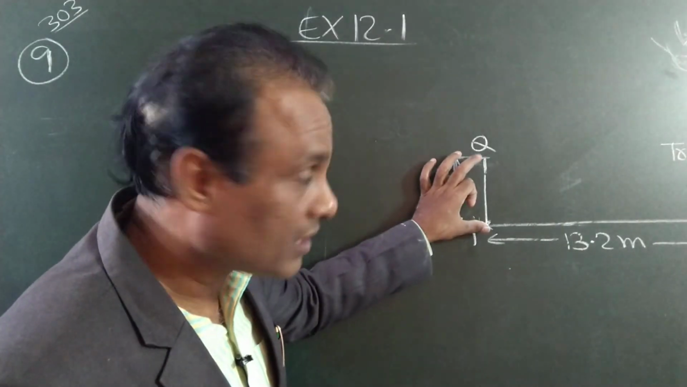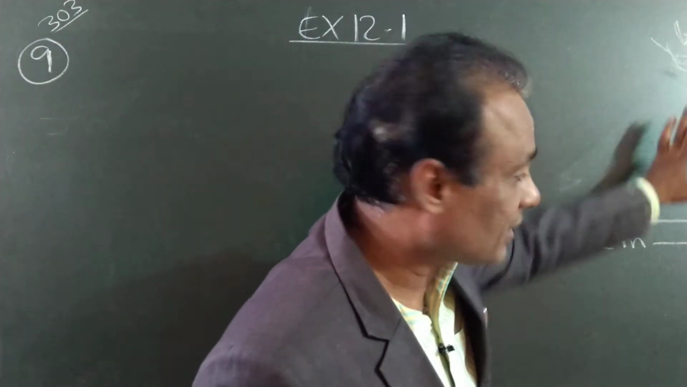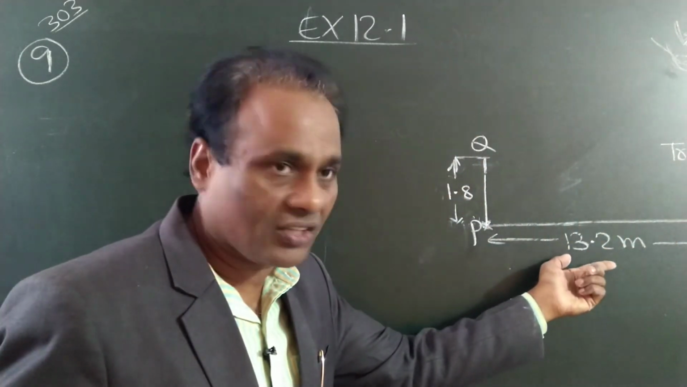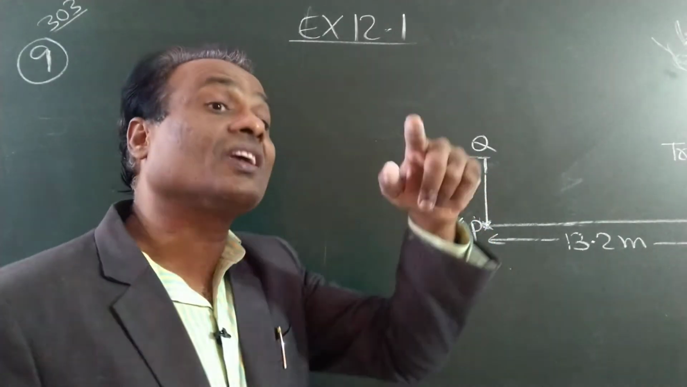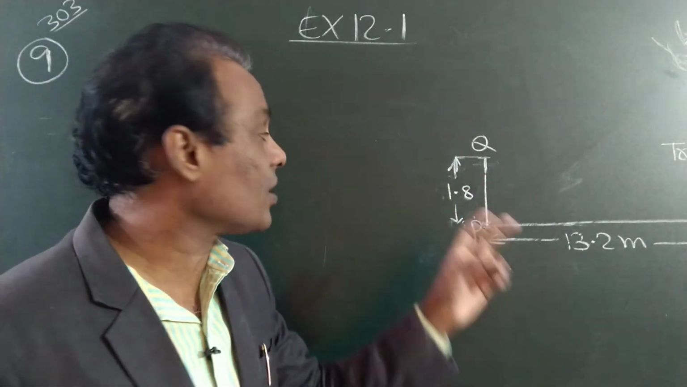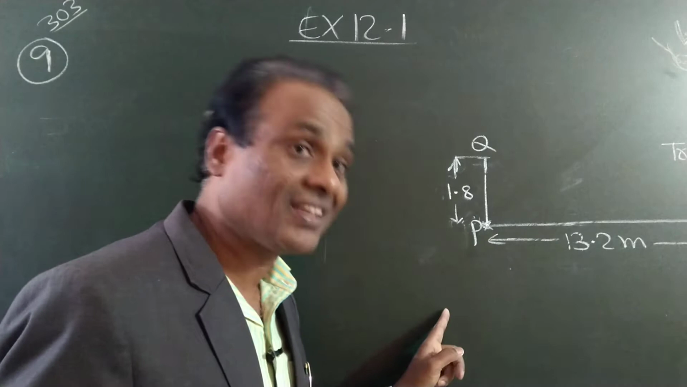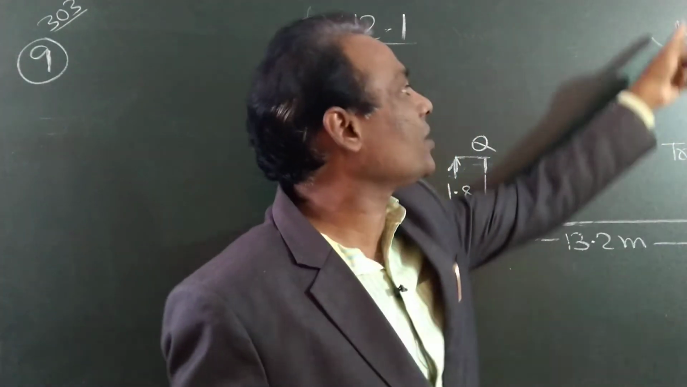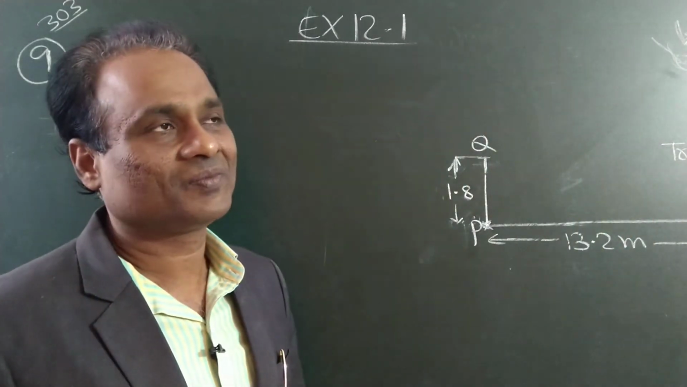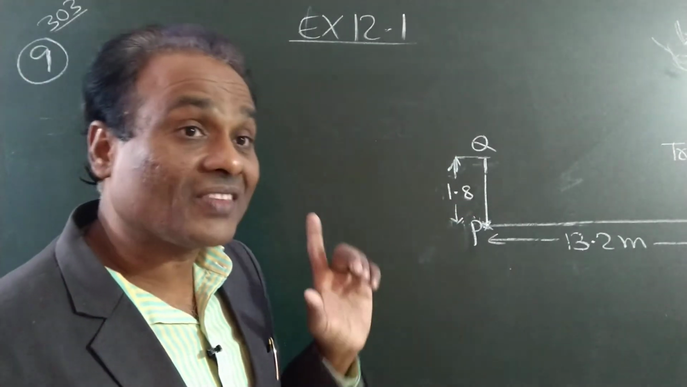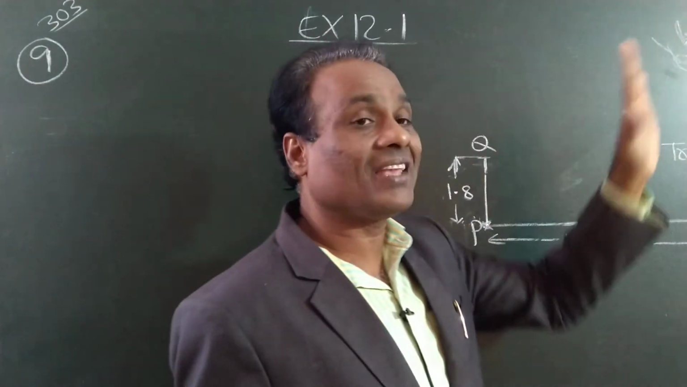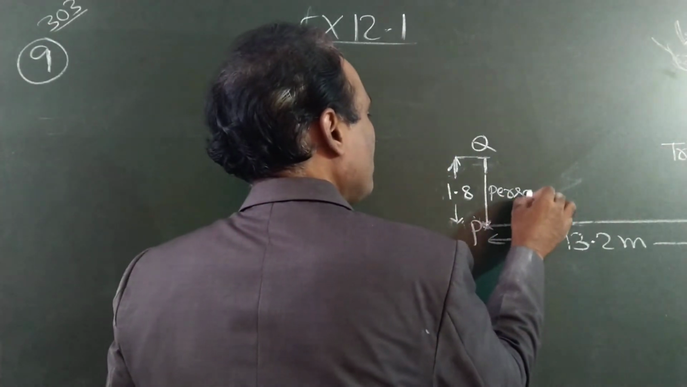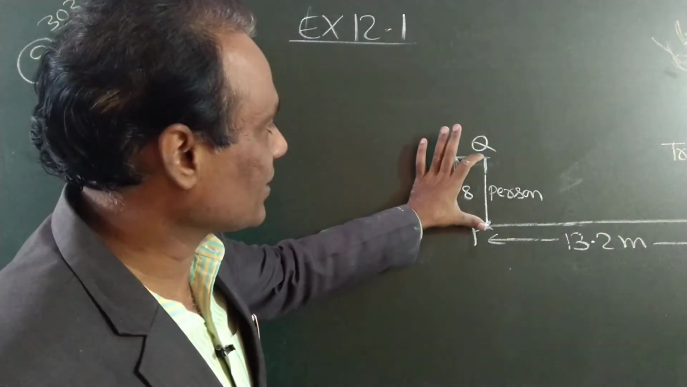Person is standing here. Tree is standing here. The distance of the person from the tree is 13.2, that is given. So person height is also given. A person of height 1.8 meters is standing a distance of 13.2 meters away from the palm tree. That is the question. PQ is the person. AB is the tree.